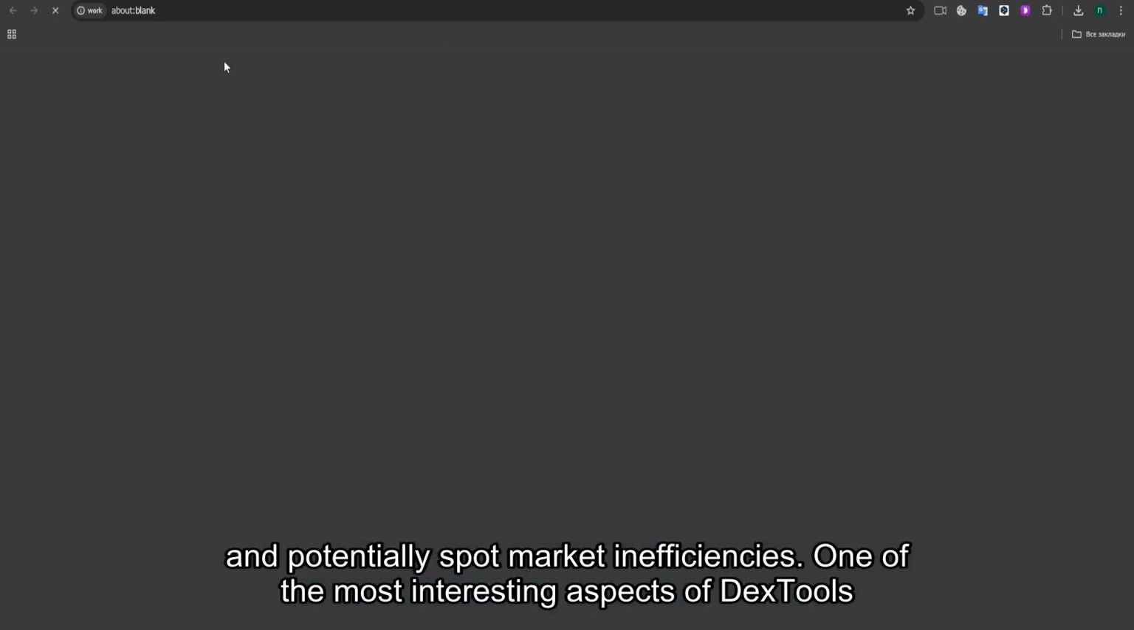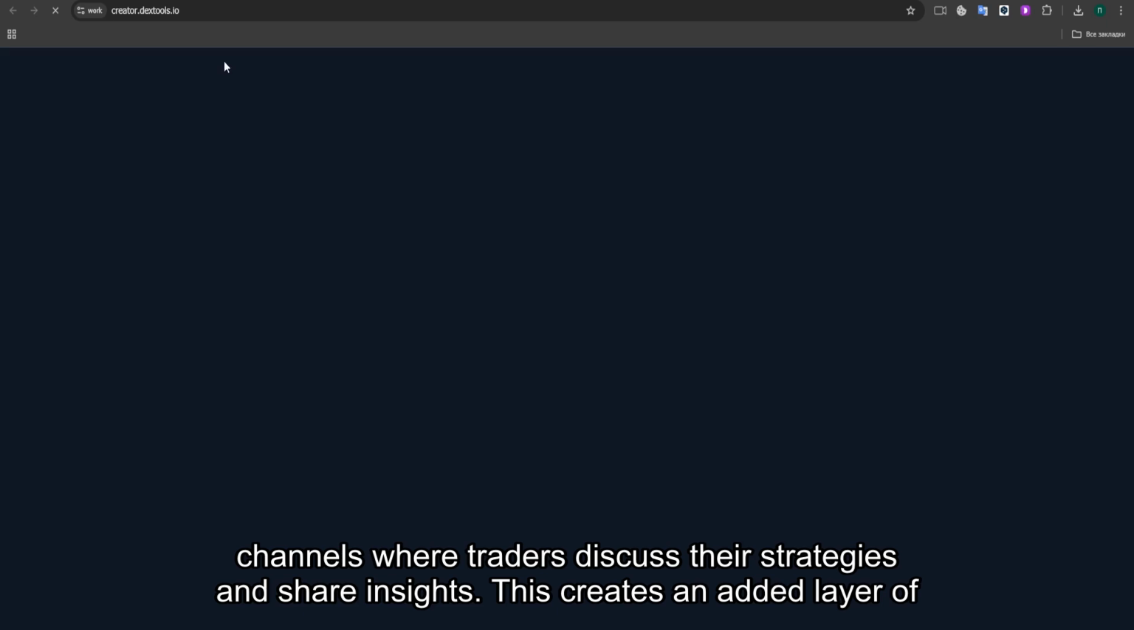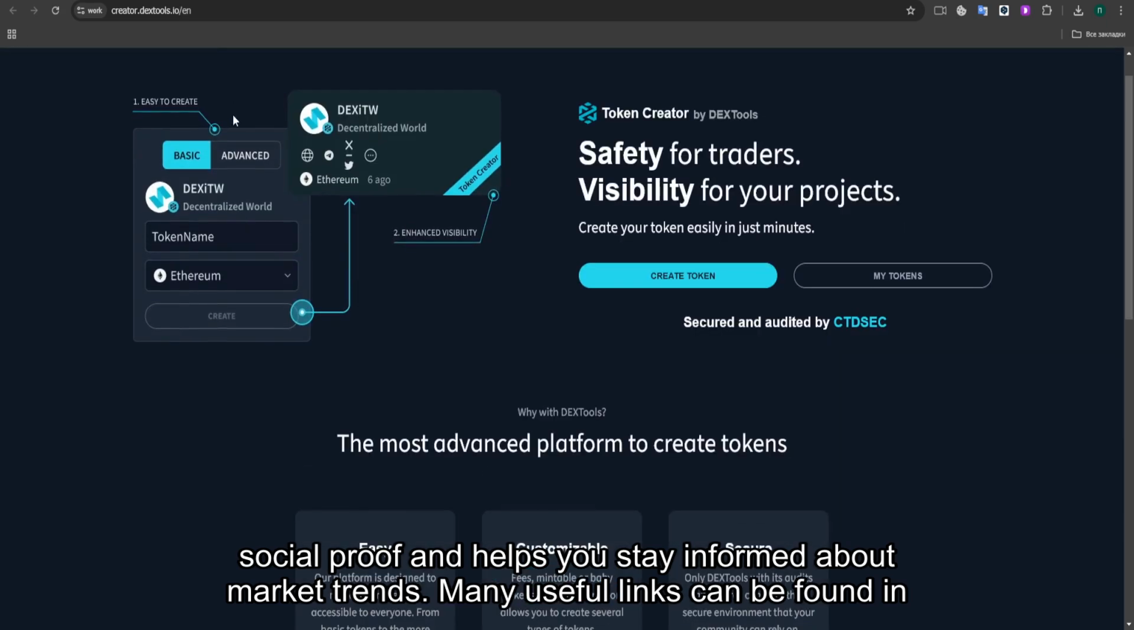One of the most interesting aspects of DexTools is its integration with the community. The platform has an active Telegram group and social media channels where traders discuss their strategies and share insights. This creates an added layer of social proof and helps you stay informed about market trends.